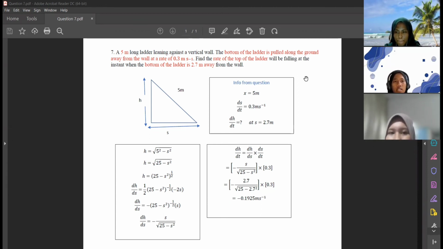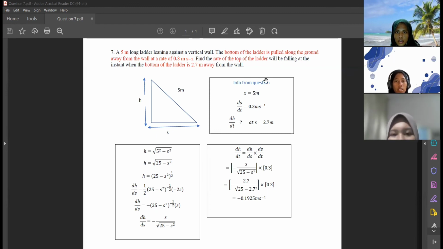So the question is: a 5-meter long ladder is leaning against a vertical wall. The bottom of the ladder is pulled along the ground away from the wall at a rate of 0.3 meter per second. They ask us to find the rate at which the top of the ladder is falling at the instant when the bottom of the ladder is 2.7 meter away from the wall.